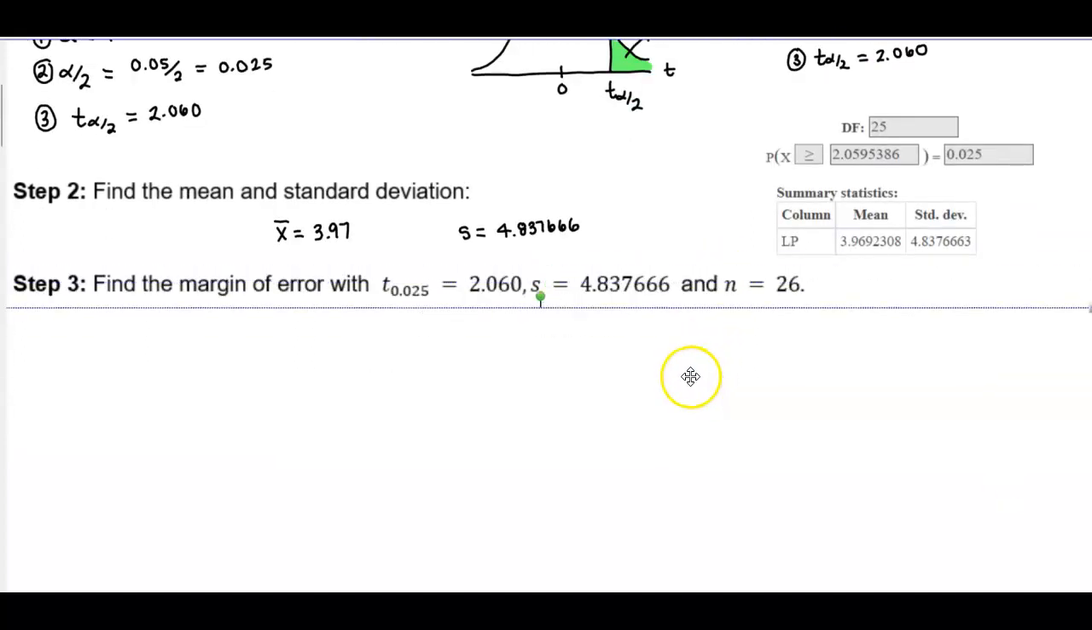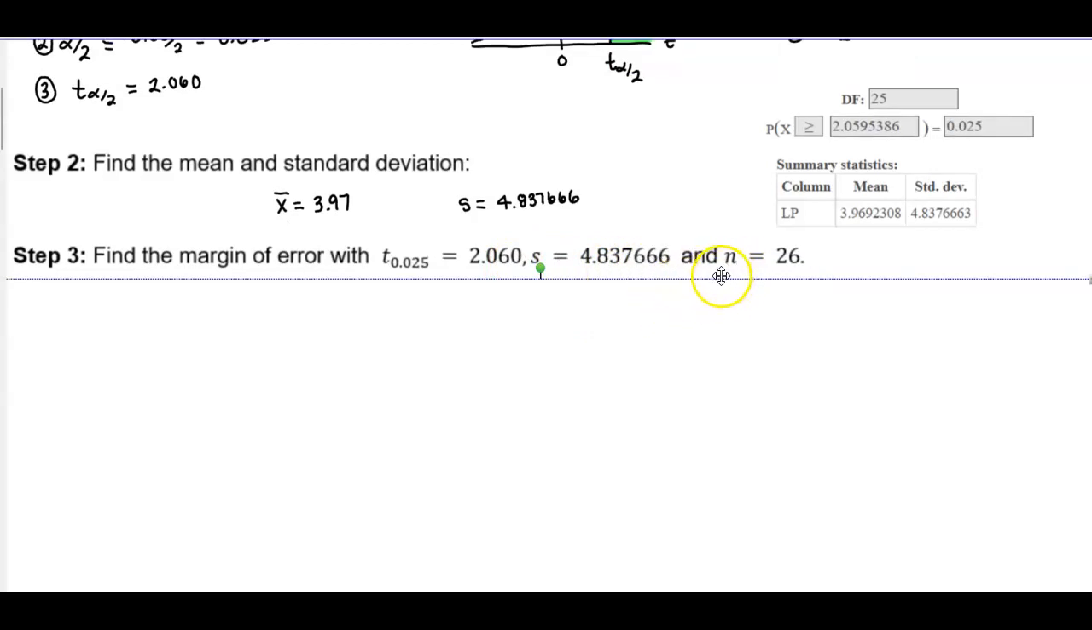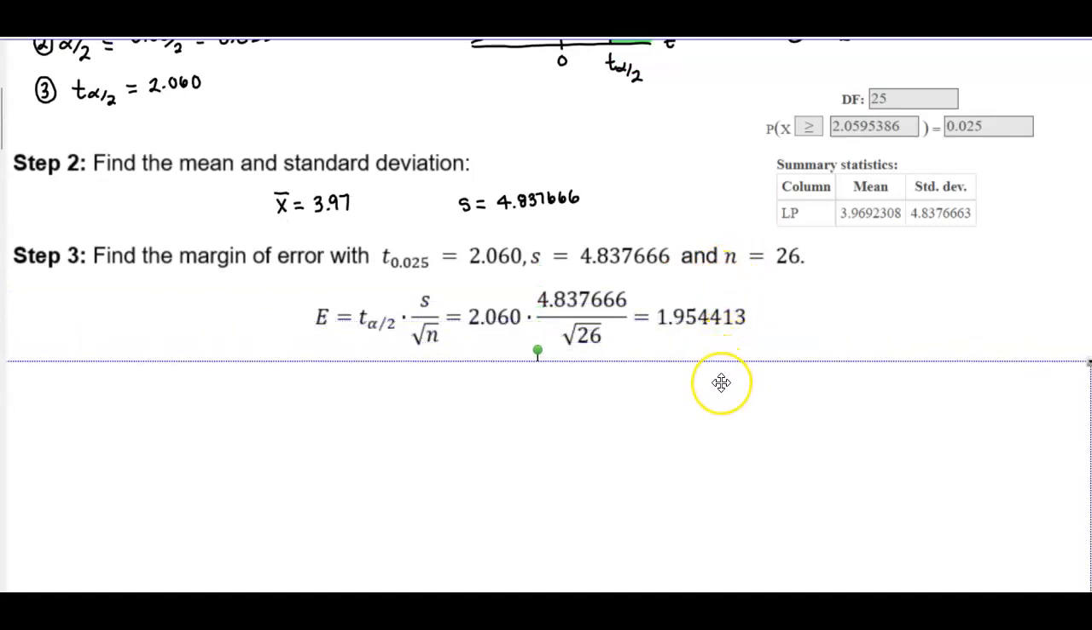So now we want to be able to find the margin of error when we have the critical t value of 2.060, the standard deviation to be 4.837666, and the sample size to be 26. So we're going to plug in those values. So we plug in those values, we get the following. The critical t-value is 2.060. We know that the sample standard deviation is 4.837666. And we know that the sample size is going to be the square root of 26.